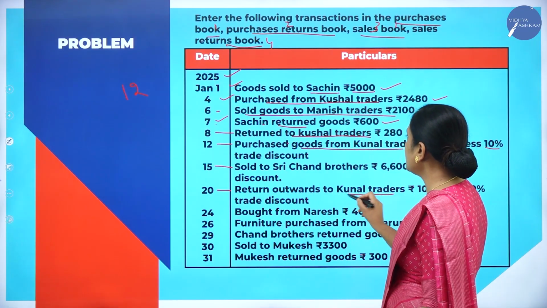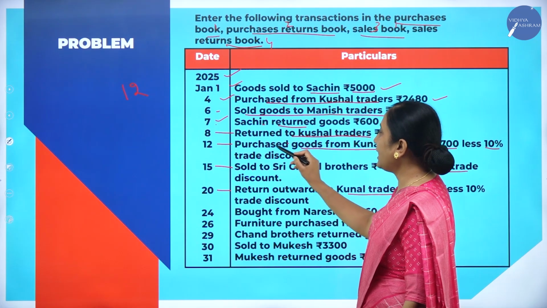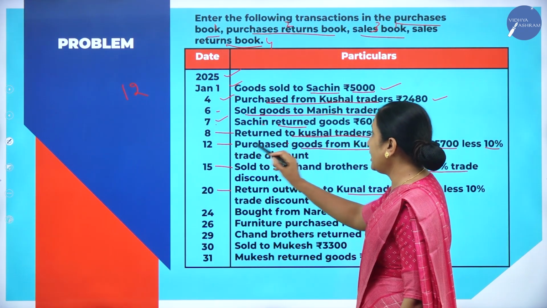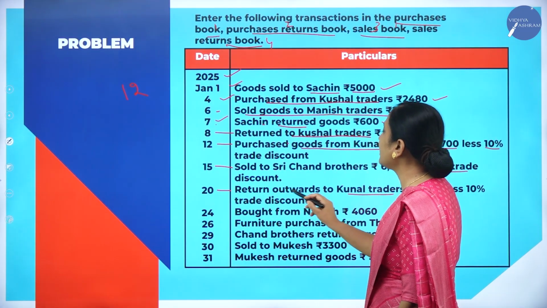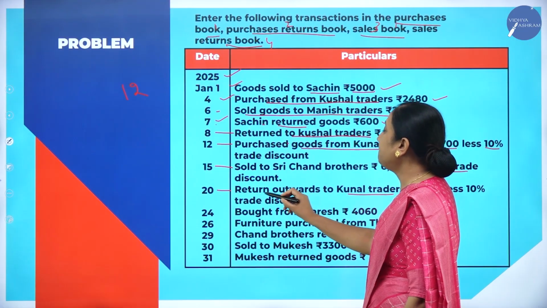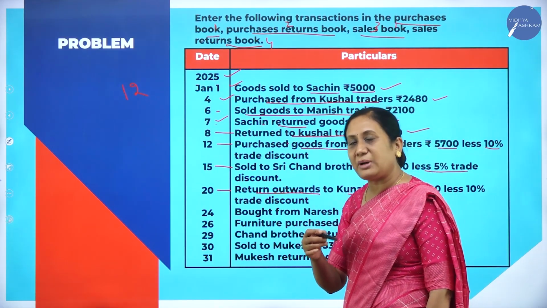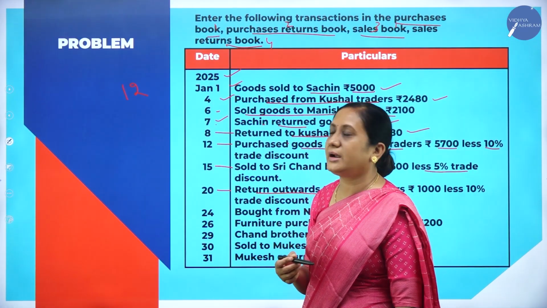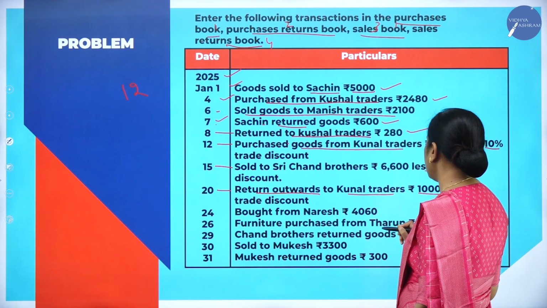Returned outwards to Kunal Traders. Correct. Now see here, on the 12th we had purchased goods from Kunal Traders, and now on the 20th we are returning them back to Kunal Traders. That means what? Purchases returns. Return outwards means what? It is purchases returns. The other name of purchases returns is what? Return outwards. Return outwards to Kunal Traders, how much are we returning?